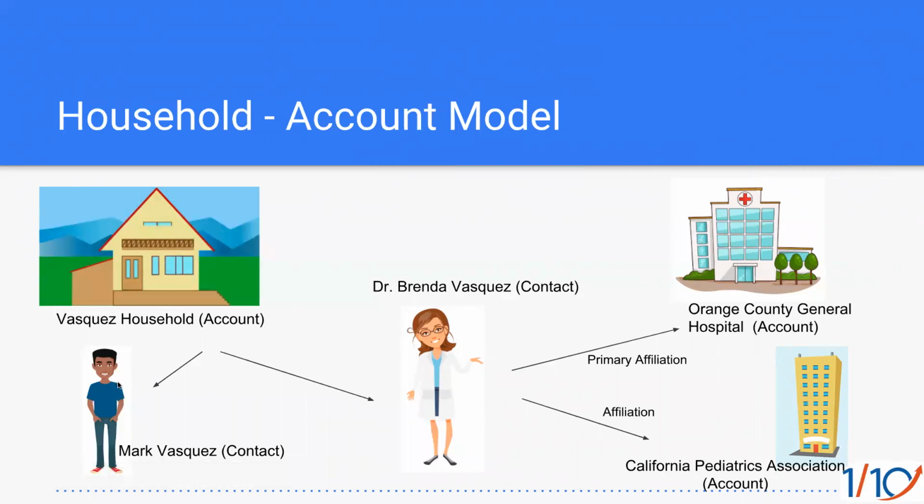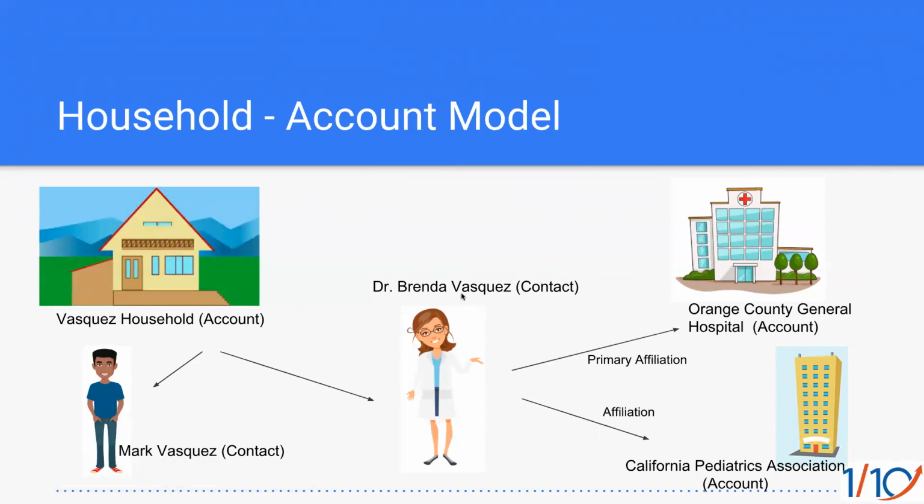Now, her partner, Mark, might also have a contact record in the system with his donor profile, his gifts, and so on. And I have the ability to link them together in a household. So again, these are individual contacts, but they will both be linked to their household. That said, I can still affiliate Brenda to as many different organizations in the system as I want. Let's say she works at Orange County General Hospital, or she is a board member of California Pediatrics Association, or she's an alumni of somewhere else. I can track as many different affiliations to the organization, to Brenda.